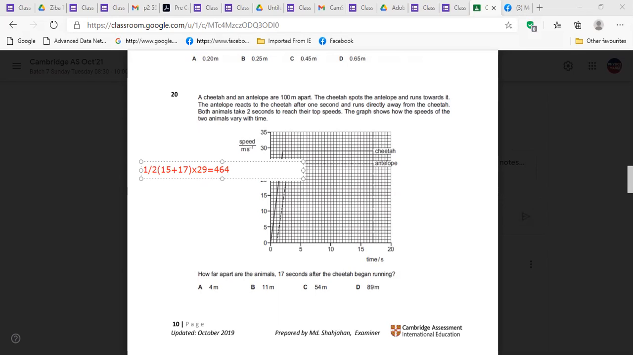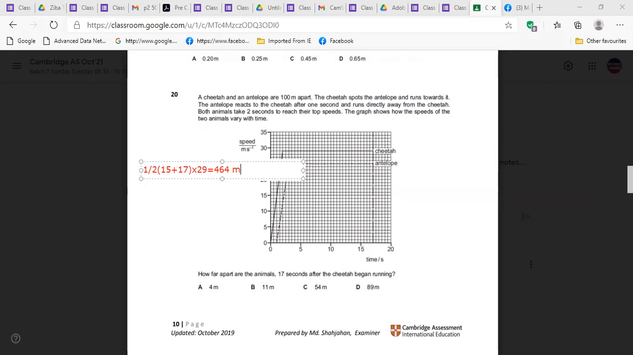But it's in meters, right? Yes, sir. This is the distance traveled by the cheetah in 17 seconds, right? They are asking how far apart the animals are 17 seconds after the cheetah began running. So you have to get the distance traveled by the antelope also, right?